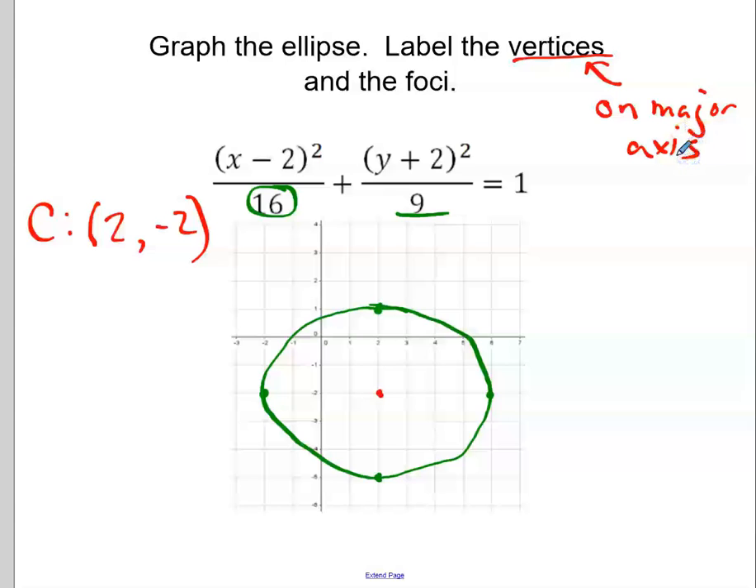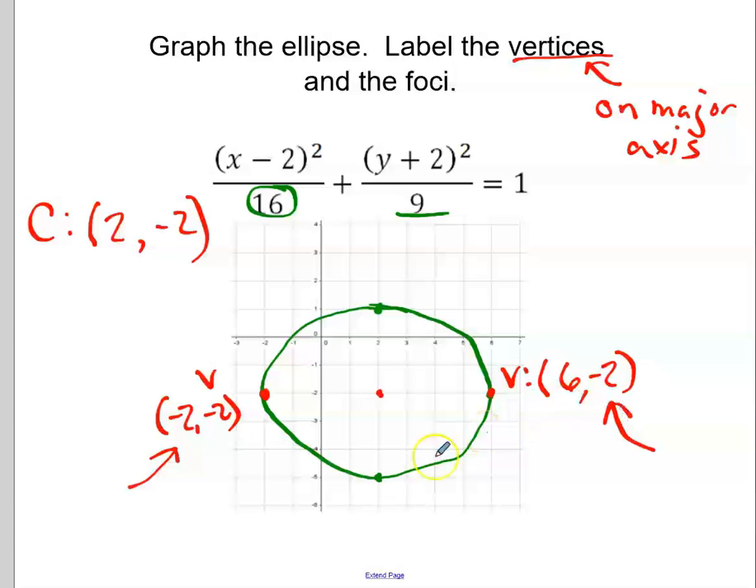An ellipse only ever has two vertices. So when we drew the ellipse, we drew 4 points. But the vertices are just the ones on the major axes. So this is a vertex, and this is a vertex. And if we label those, it would be (6, -2). And over here, it would be (-2, -2).